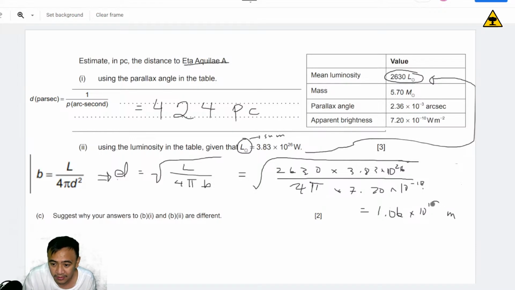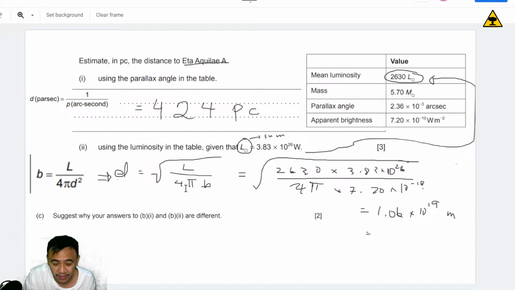Okay, now you have to convert this to parsecs. There's a conversion factor in the data booklet. This is in meters? Yeah, that answers in meters. You have to convert that to parsecs. So you get 341,000? No, wait, 3.4 million or something like that. 3419443 parsecs.